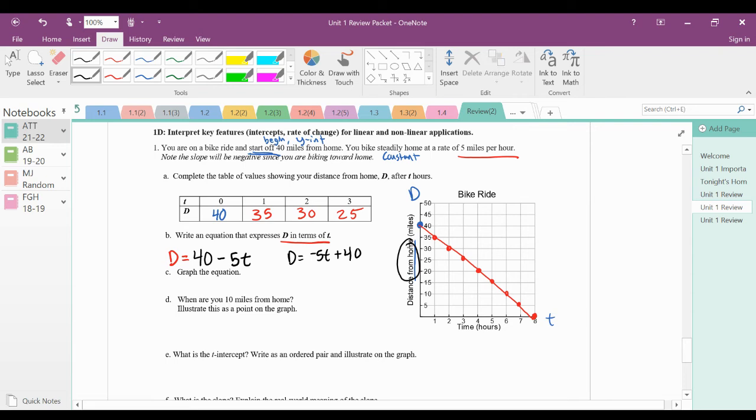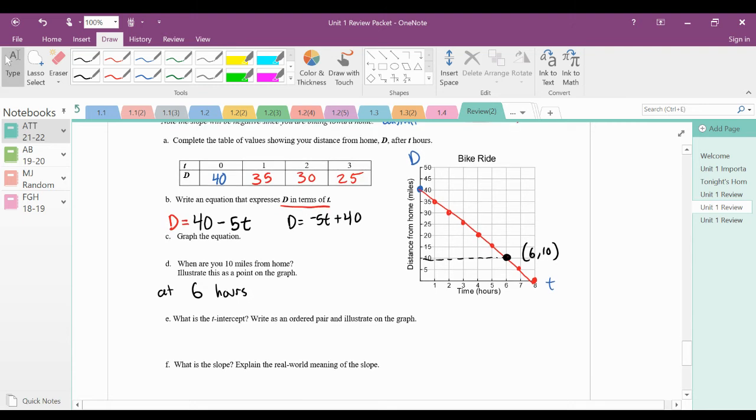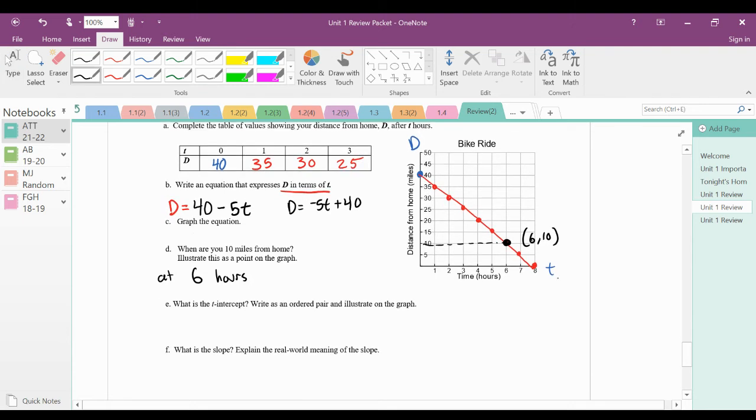Well, if our distance from home here is our d-axis, when I'm 10 miles from home, it looks like that happens 6 hours into the ride. So we'll say it's 6 hours. This is that point, that's 6, 10. And what is the t-intercept? Well, that is when we cross the t-axis. It's when our d is equal to 0, and that occurs right over here at 8, 0, our t-intercept.